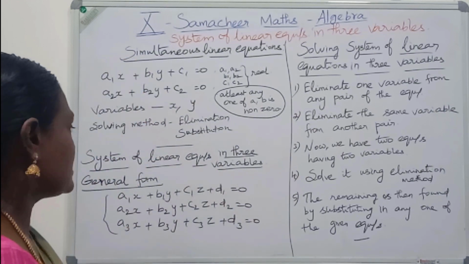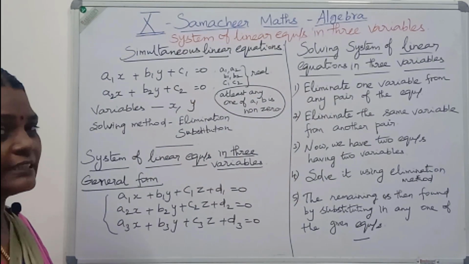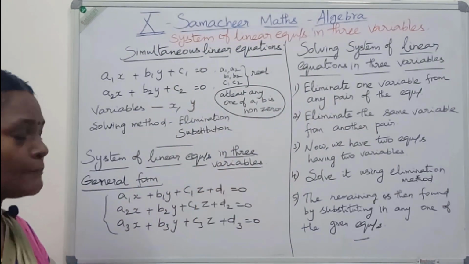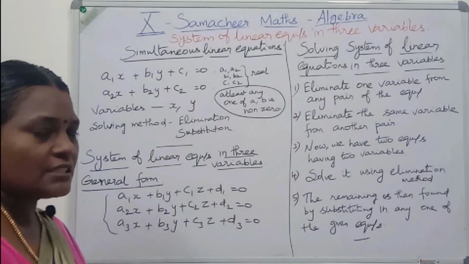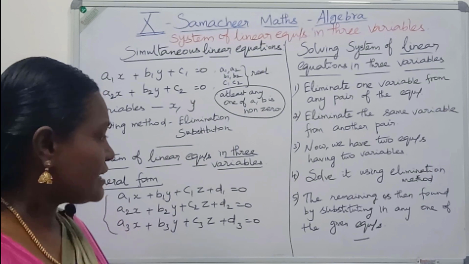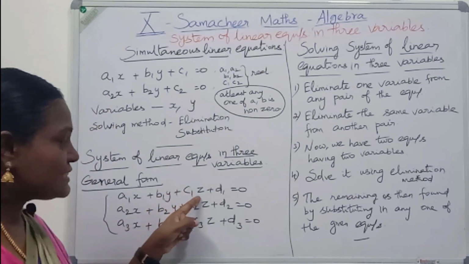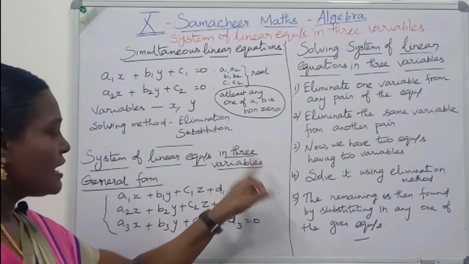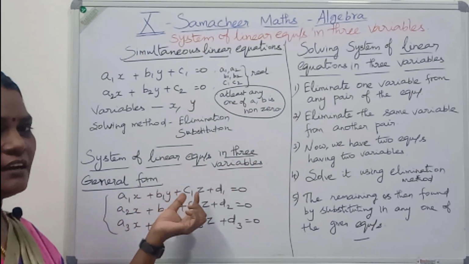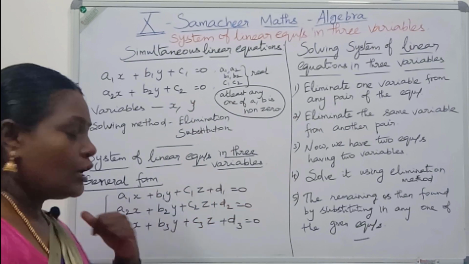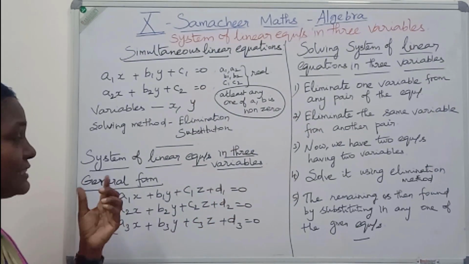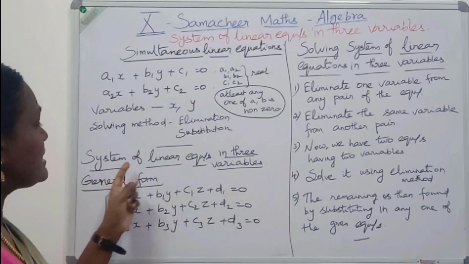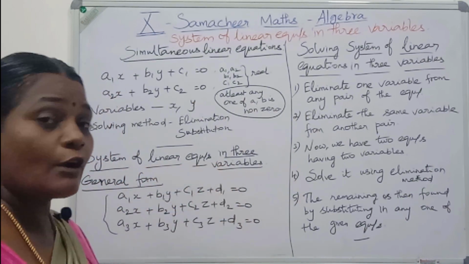Now in this 10th standard, we are going to study the system of linear equations in 3 variables. The general form is ax plus by plus cz plus d equal to 0, where a, b, c and d are real numbers and not all of a, b, c are zero. That is the form of a linear equation in 3 variables. Then we are going to see how to solve a system of linear equations in 3 variables.